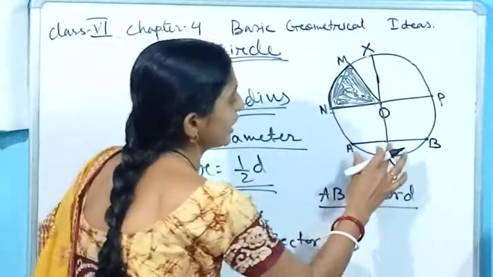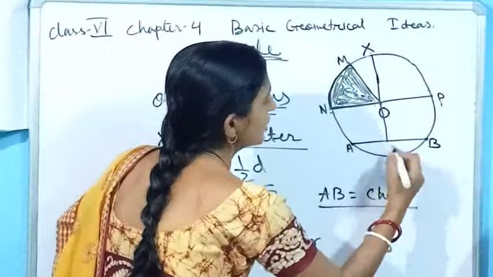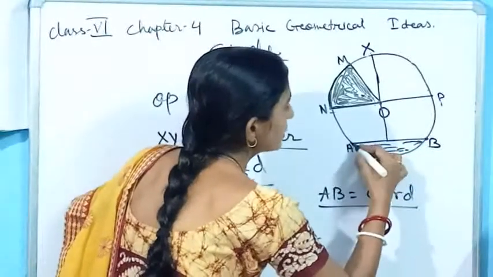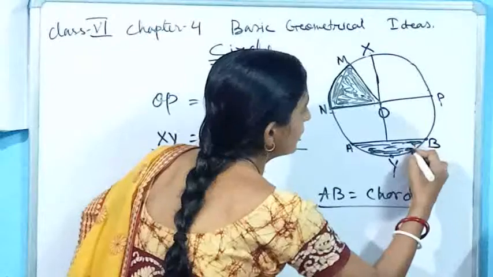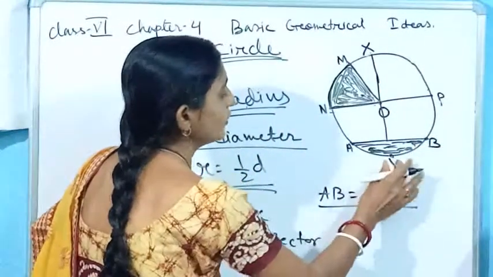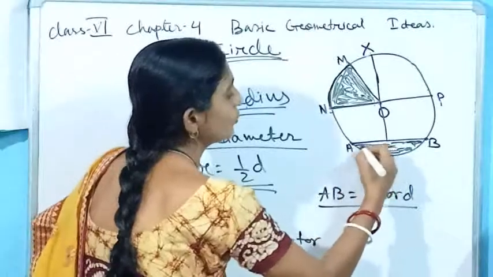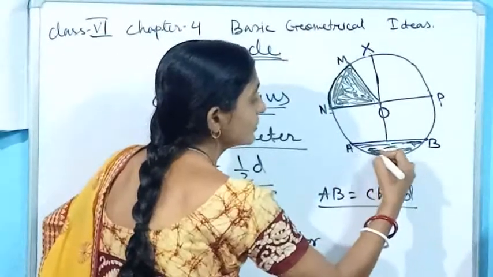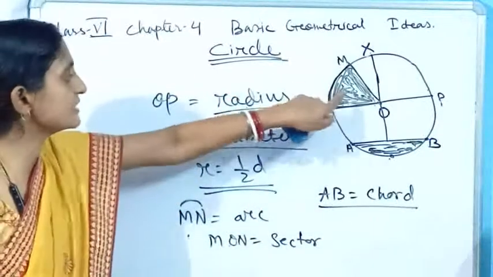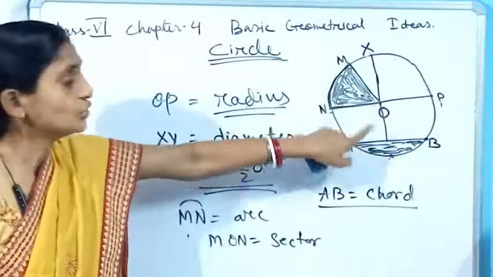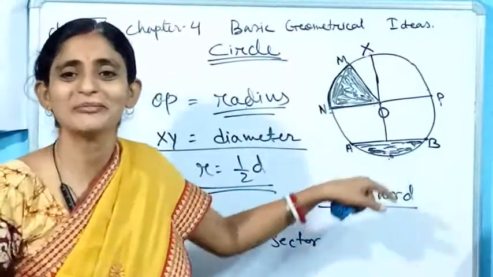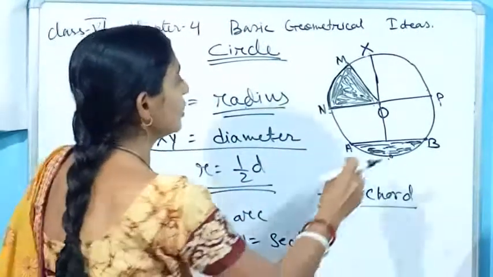Okay, now I have already drawn the chord. If I shade the area enclosed by the chord and the arc, with these two points A and B, what will it be called? Here in this case, this one was called a sector. So what will this be called? That also has a name. Its name is segment.